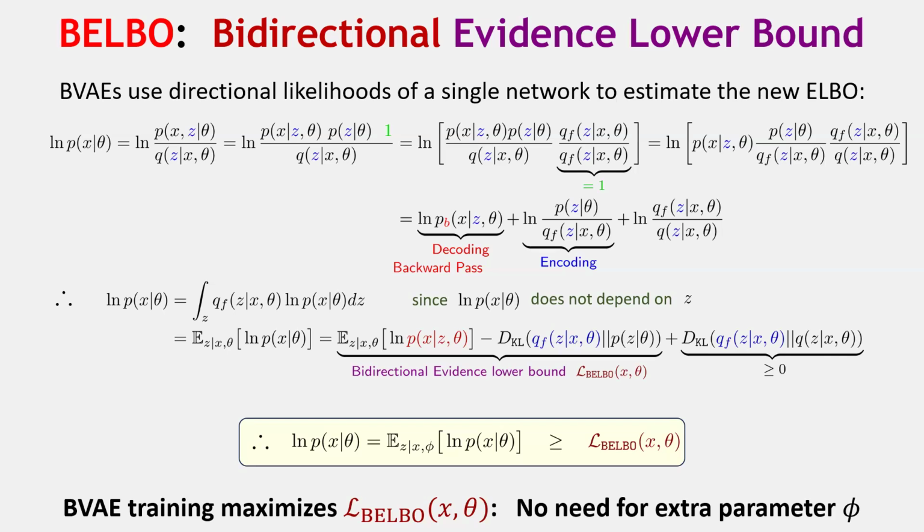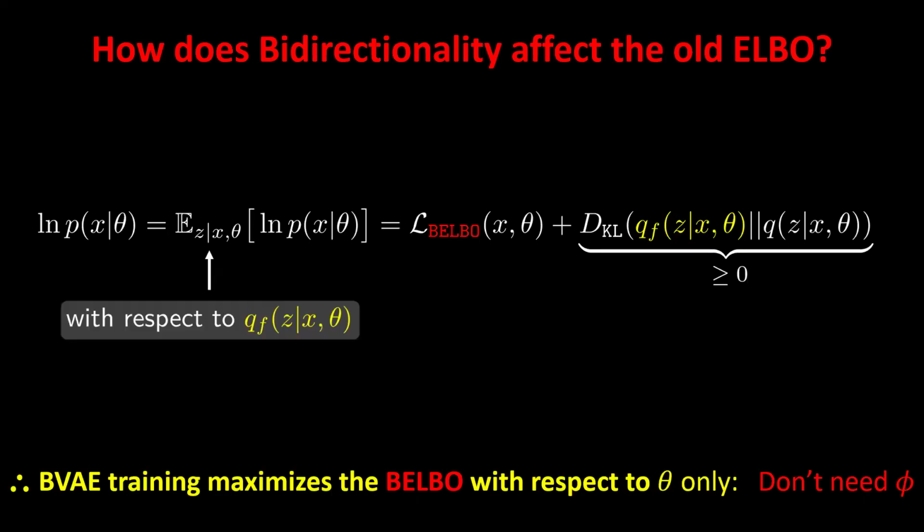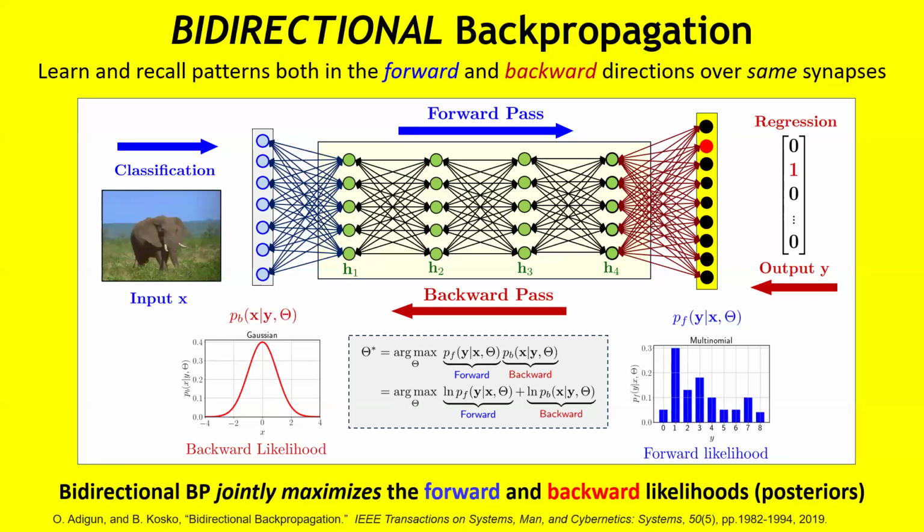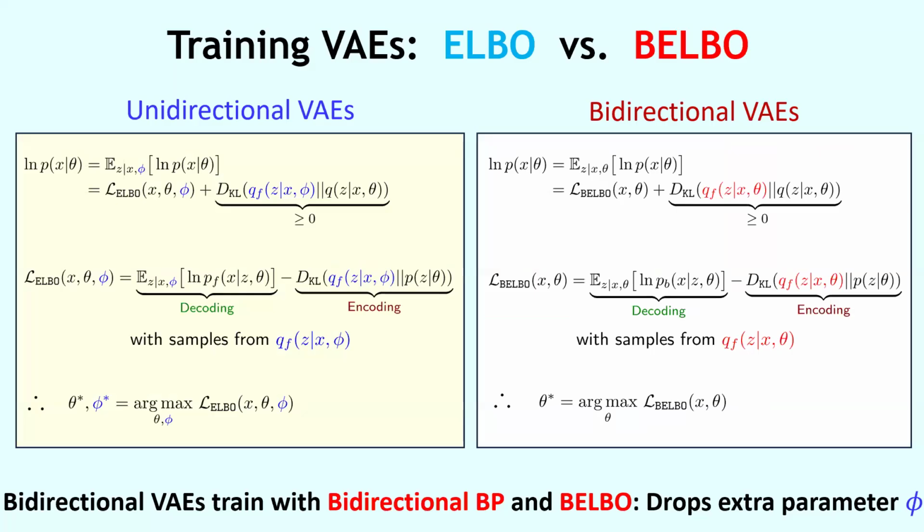I want to maximize it, but there's no phi around. And you can see that here as well. So maximizing BELBO drops the need of using phi. I do have to use, again, the bidirectional backpropagation algorithm, but combining that with BELBO, we're good to go. So I've dropped that extra parameter.